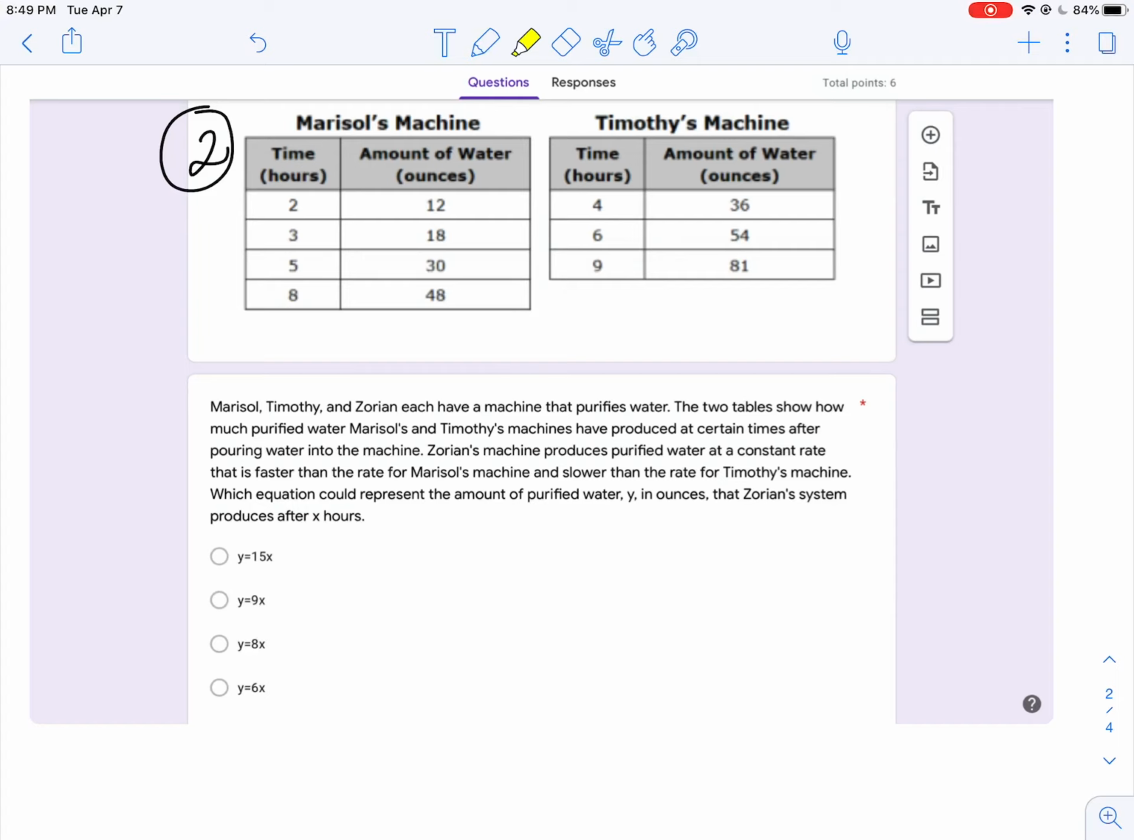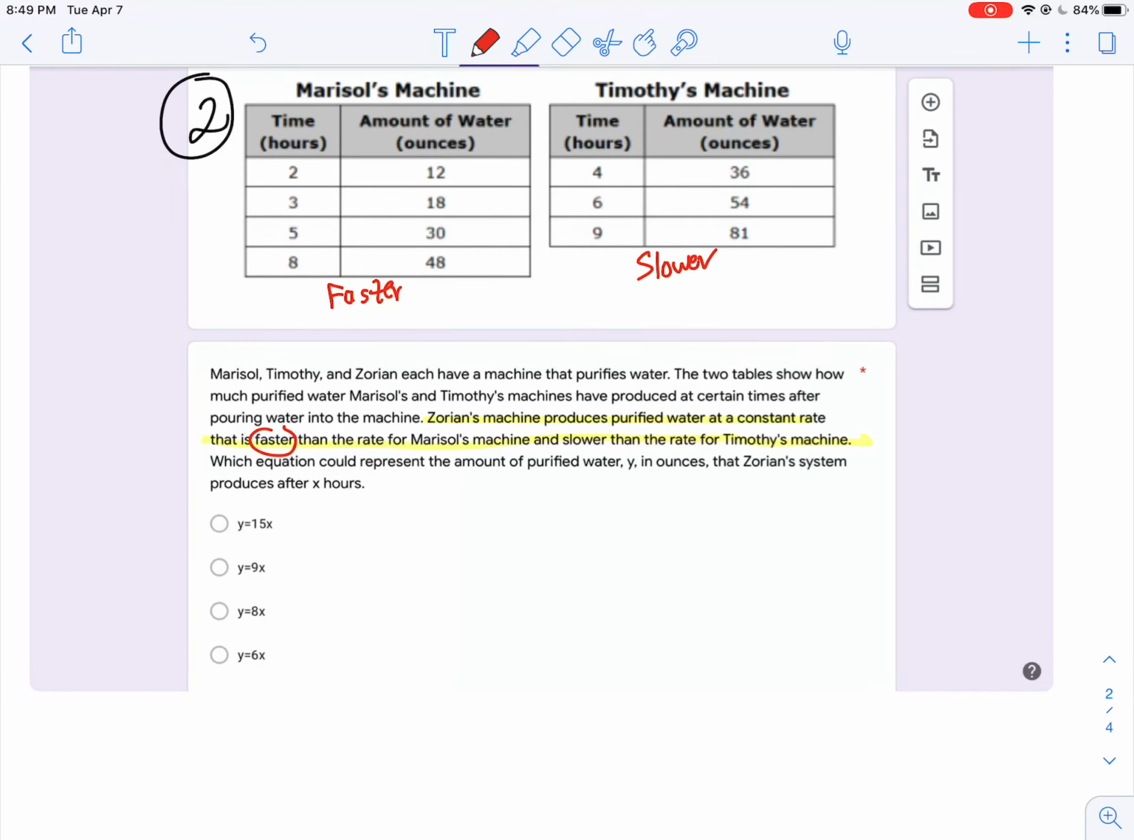Now, when you're reading that, your main focus should be where I just highlighted there. Zorian's machine produces purified water at a rate that is faster than Marisol's, but slower than Timothy's. Okay, which means it has to be somewhere in the middle. Now, what needs to be faster than Marisol's and slower than Timothy's? The rate, the constant rate.